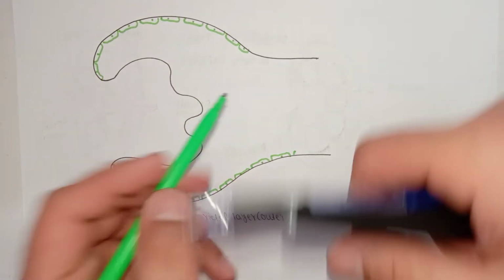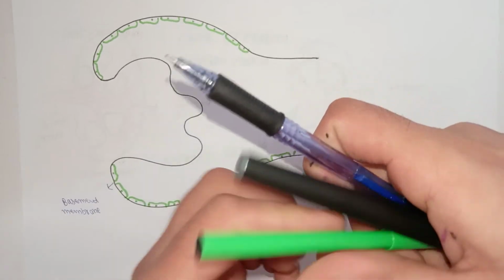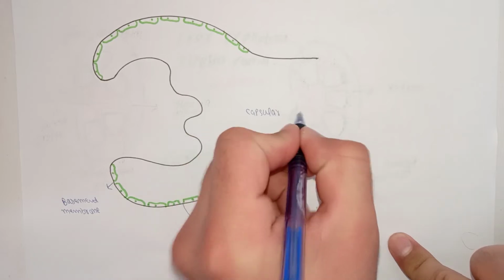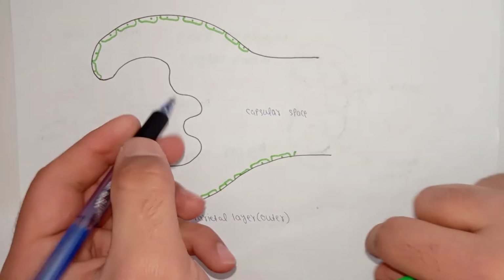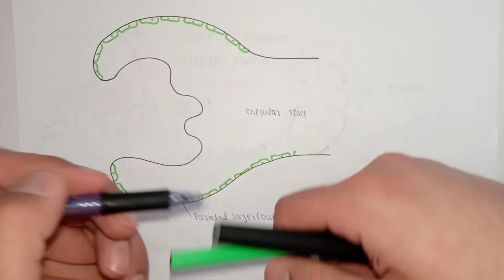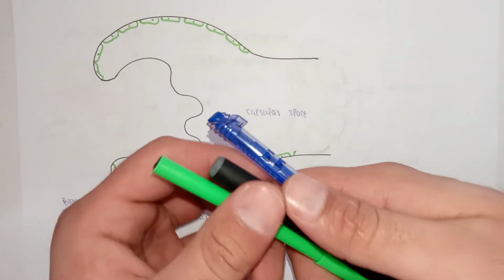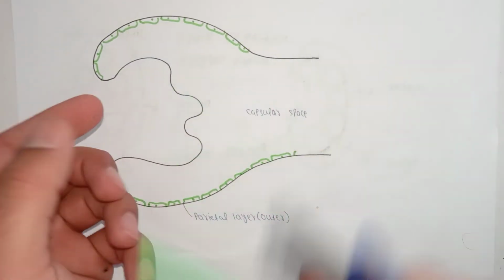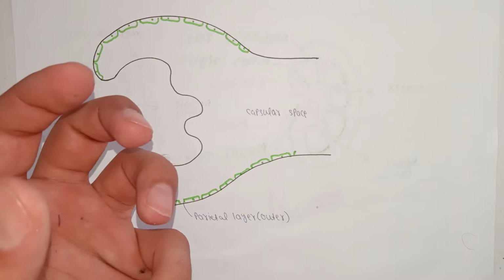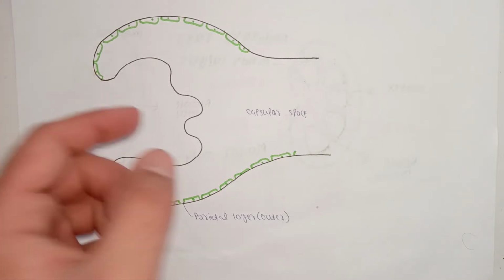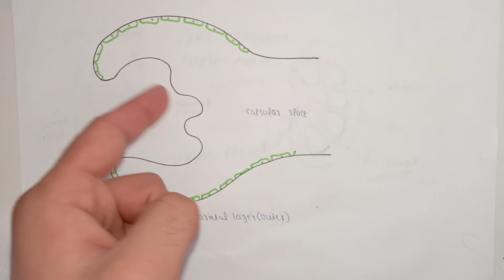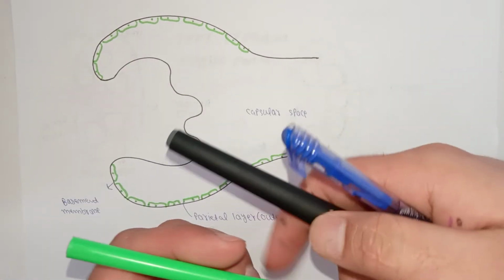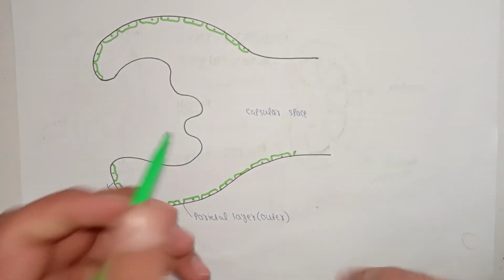This space is called the capsular space. This is the capsular space, which is the space present between the parietal layer and the visceral layer. Now I will draw the podocytes. Podocytes are cells which have extensions, and these extensions are attached to the basement membrane, which is the glomerular basement membrane. I will draw some podocytes so that you can understand it clearly.